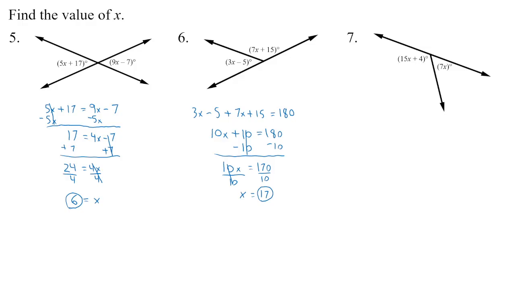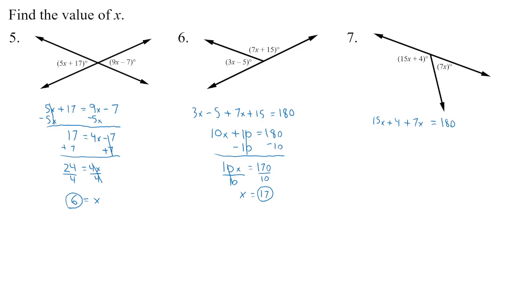On number 7, we have an angle that measures 15x plus 4 and the other being 7x. You should recognize that the two angles are a linear pair, and linear pairs are supplementary, meaning they add up to be 180 degrees. Therefore, 15x plus 4 plus 7x equals 180.